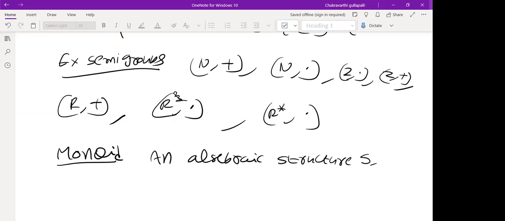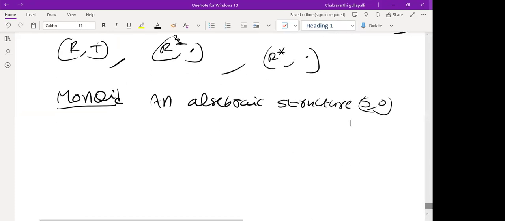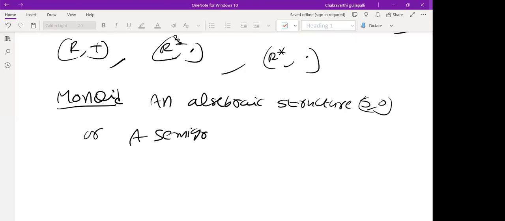Algebraic structure means it should be closed, and circle is a binary operation, (S, circle). If I say structure, then A circle B need not be unique. But if I say algebraic structure, it means circle is a binary operation, closed as well as associative, and the identity axiom is satisfied. A semigroup means closure as well as associative.